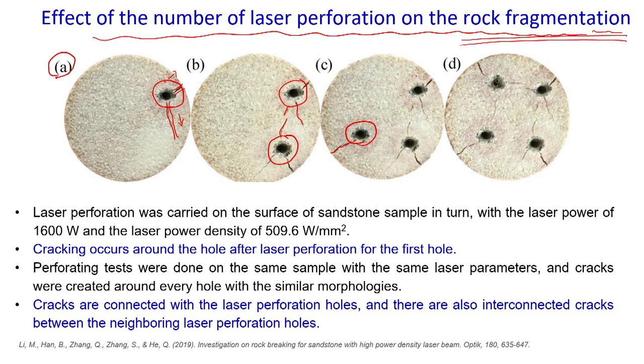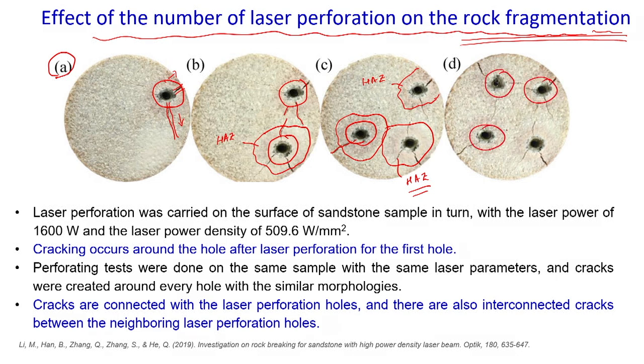In addition to the drilled hole, you can see a pink or slightly brown region around the bore. This brown or pink region is the heat affected zone. You can notice the heat affected zone here as well. This particular region is the HAZ. This region is also the HAZ. Now in this case we have four bores drilled, and you can notice the formation of a network of cracks.